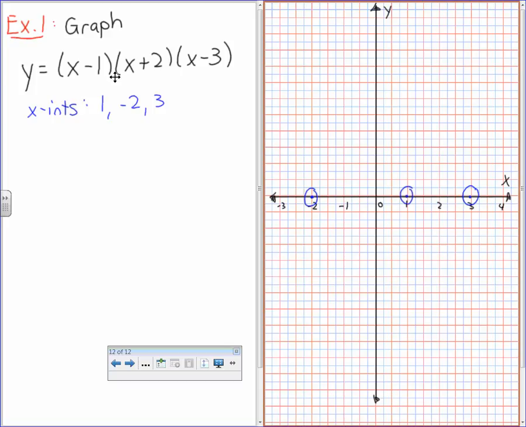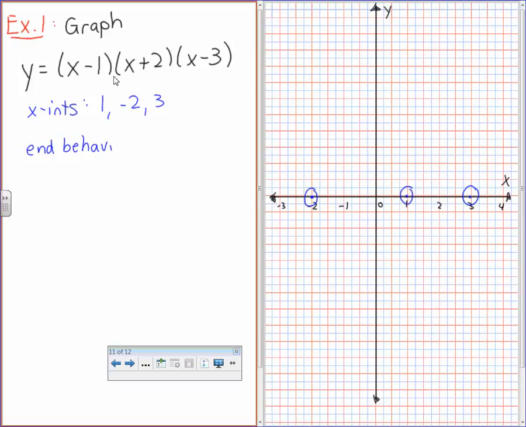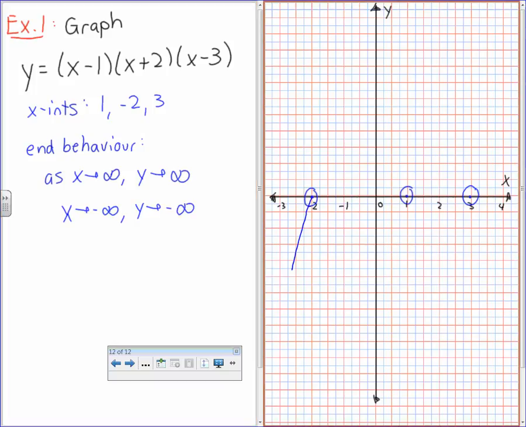I'm going to have somebody else say it, please. Go ahead, Callum. X goes to infinity, y goes to infinity. Okay, good. X goes to -infinity, y goes to -infinity. Very good. So all that means is at the ends of your graph, that's going to happen. That's all that means, right?